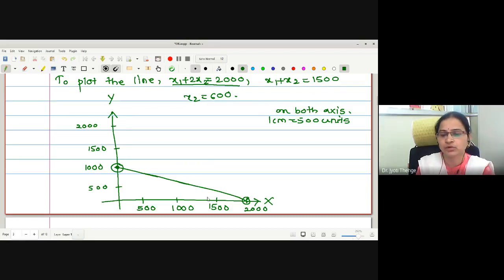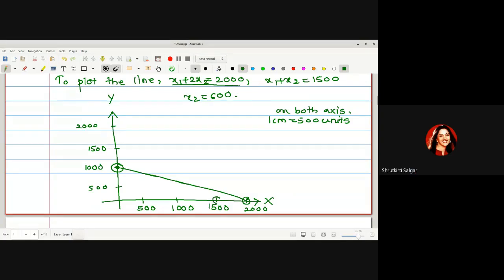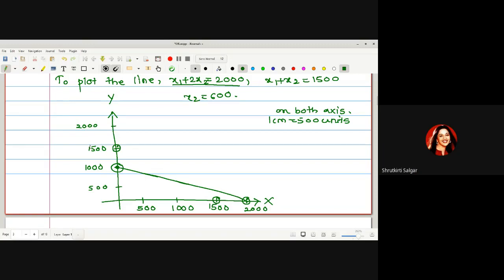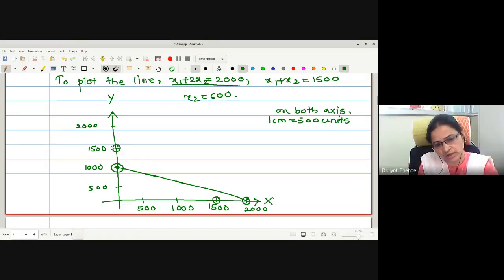Coordinate on x-axis. x2 is 0, what is the value of x1? 1500. This is 1500 and similarly this is on 0, 1500. Yes. Therefore, let me draw the line. I hope everyone is drawing with me. Yes, ma'am.